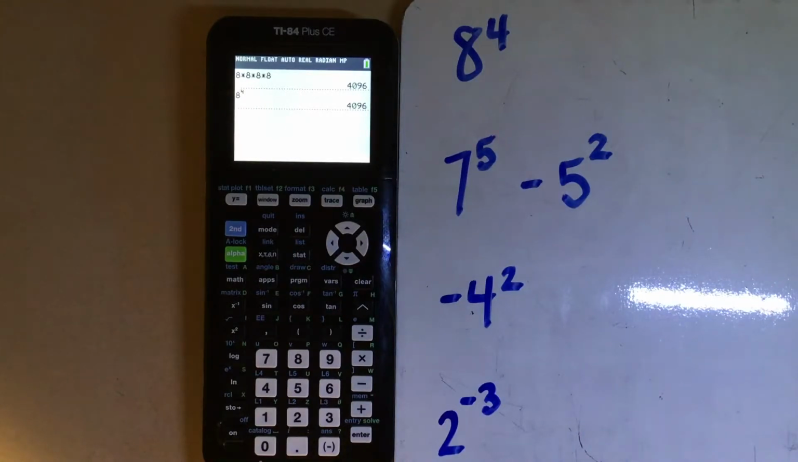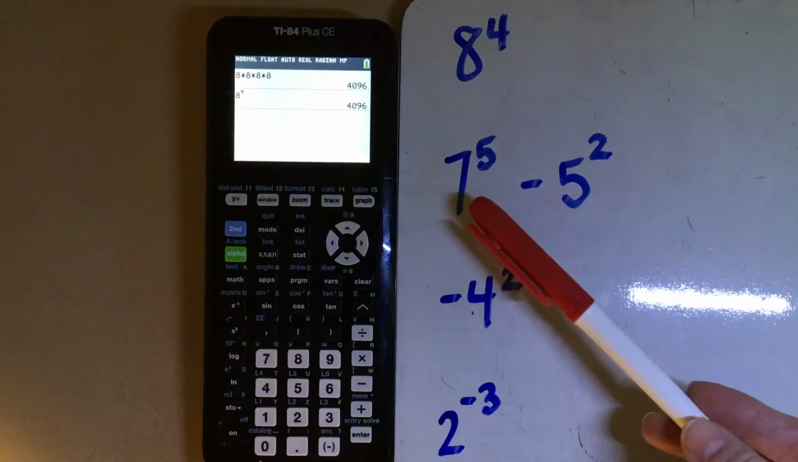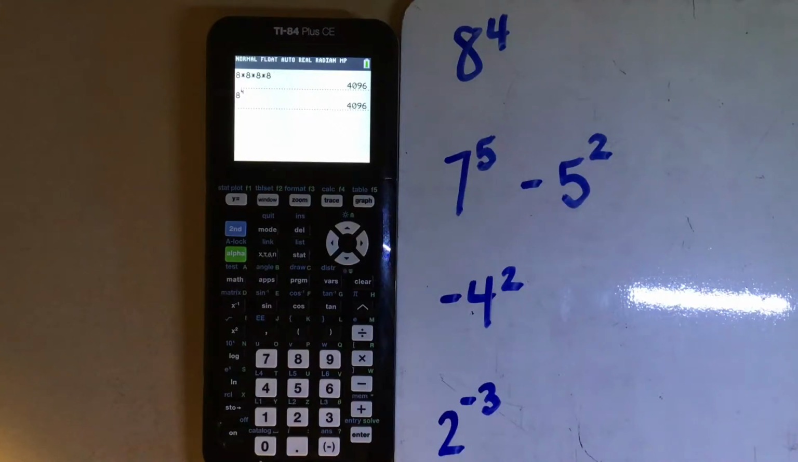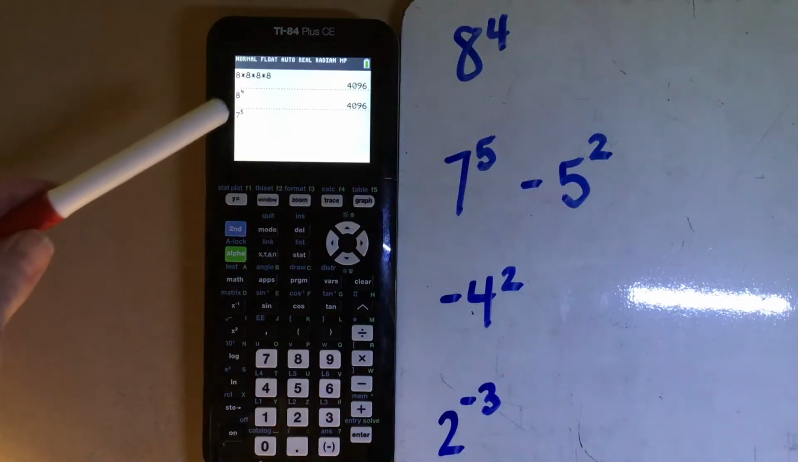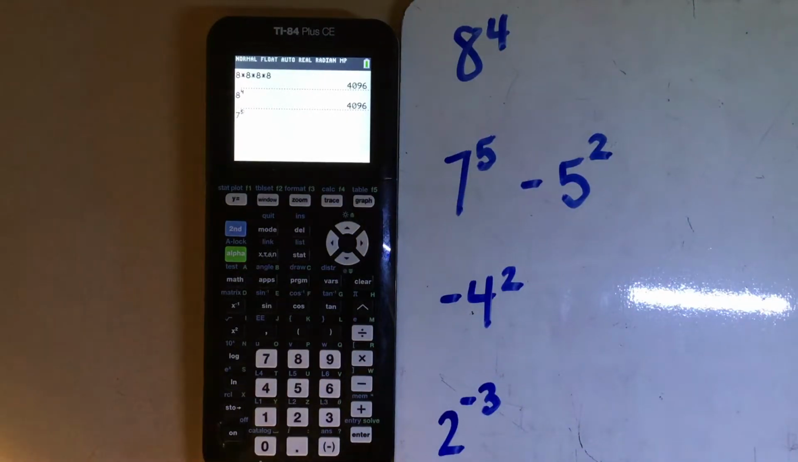So if we look at a problem like 7 to the 5th minus 5 squared, we can go ahead and type that in like we see it. But as we are trying to get out of the exponent here, you can see that little arrow that's blinking there. We're going to hit the right arrow to get out of the exponent function and then continue the problem.